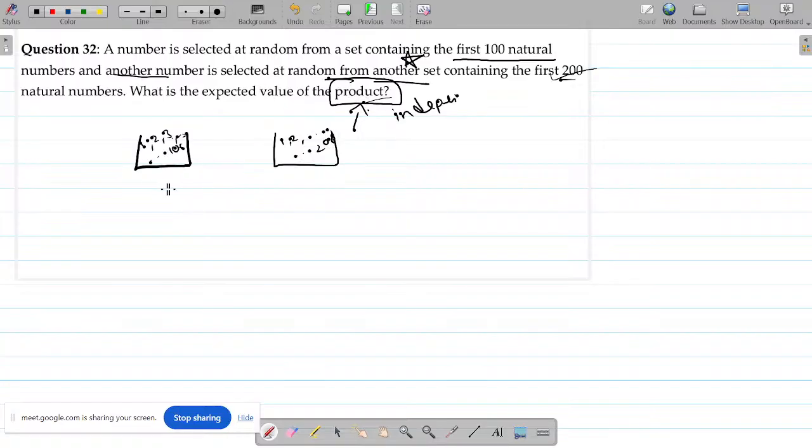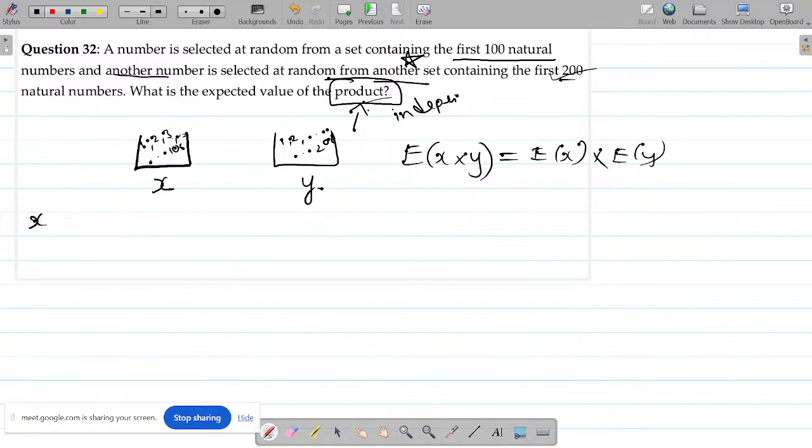If drawing of an event is associated with a random variable X, here Y. They are asking what is the expected value of X into Y. Using the property, we can find the value of expected value of X, find the value of expected value of Y, then you multiply. Okay. So if I go for X, what are the outcomes you will get? Events are the outcomes, right? 1, 2, up to 100.